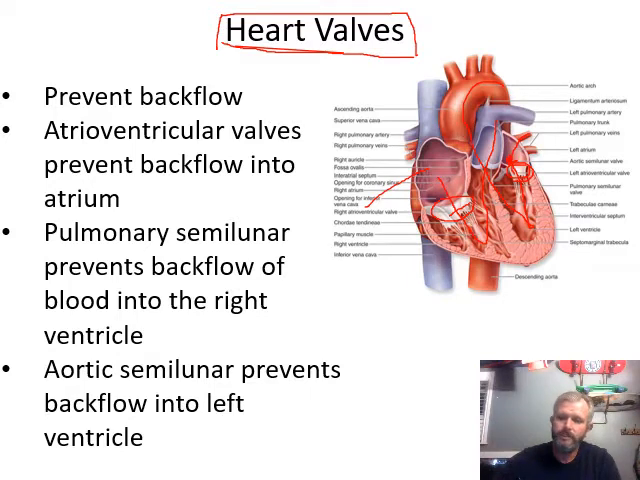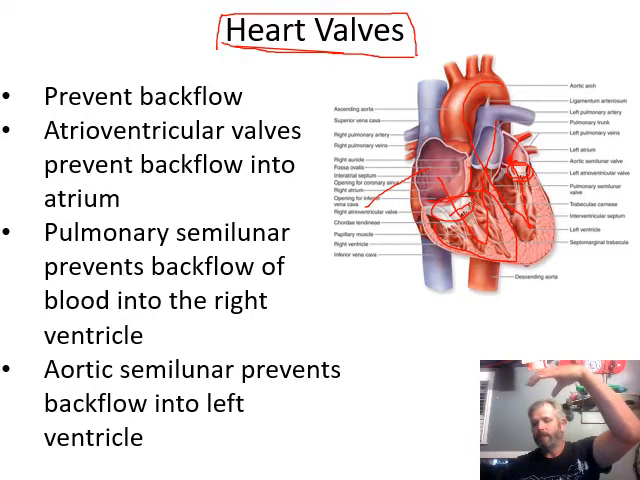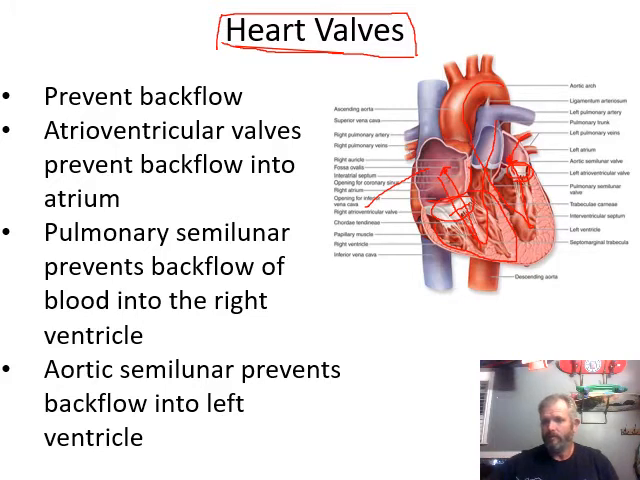Because there's going to be a time when the ventricles are in contraction and the atria are in relaxation. So if my atrium is in relaxation, pressure is low here, and my ventricles are contracting, pressure is high in my ventricles, blood would want to flow back into the atrium. We don't want that. We want the blood flowing from here into the pulmonary trunk. So that is what the valves are for.